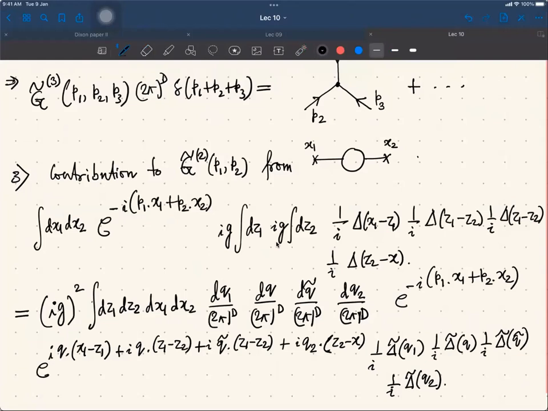Then we will be doing this x integral. The x1 integral will produce a delta function p1 minus q1. Sorry, this should be q1, p1 minus q1, and this is x1, and this is z2 minus x2. This is x2. And so the x2 integral will give you p2 plus q2, right?